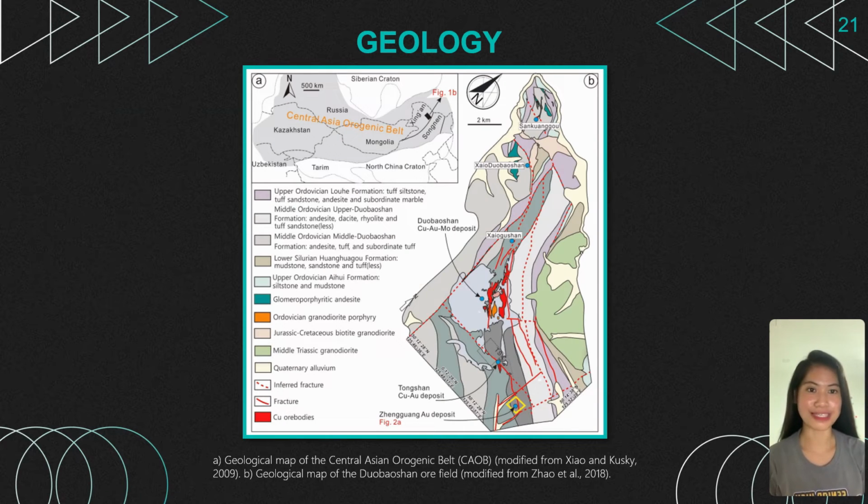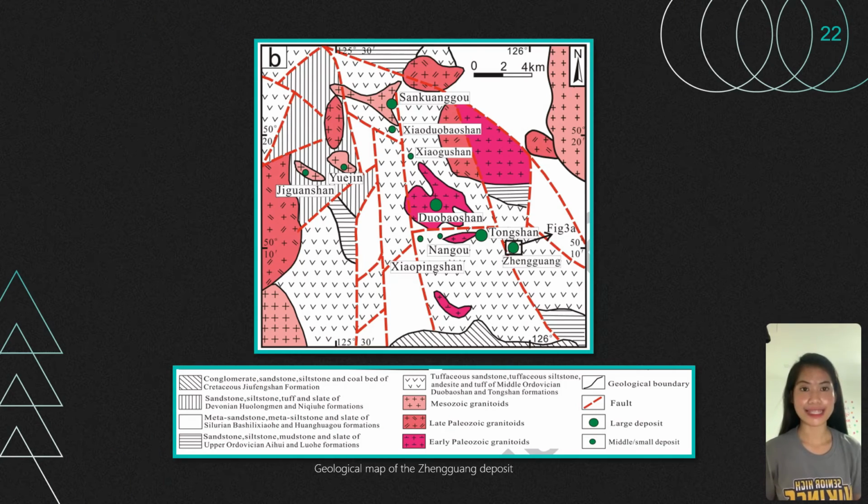The Xinguang deposit is a large epithermal deposit in China. Adjacent to the Xinguang deposit are the Tongshan and the Duobaoshan porphyry copper deposits, all situated in the Duobaoshan ore field inside the Central Asian orogenic belt. The study identified the Xinguang deposit as an intermediate sulfidation epithermal deposit formed around 480 mega-annum in a continental arc setting controlled by subduction of the Paleo-Asian Ocean.